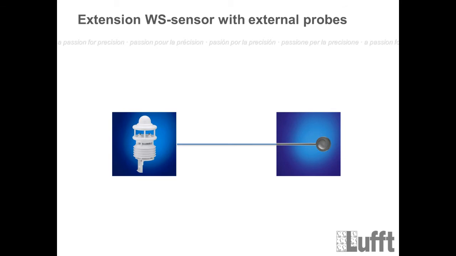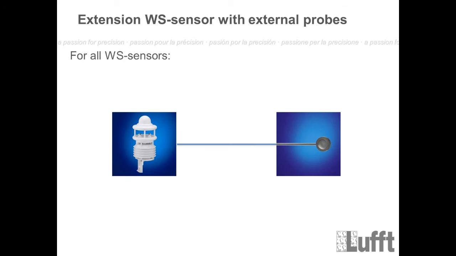Then we have an extra here. Maybe you know that we have the possibility to connect external probes to the sensors, to the WS sensors. And now I will try to explain which external sensors can be used with which type of WS, right? So this is the extension WS sensor with external probes. And the first probe I want to show you is the external temperature probe.